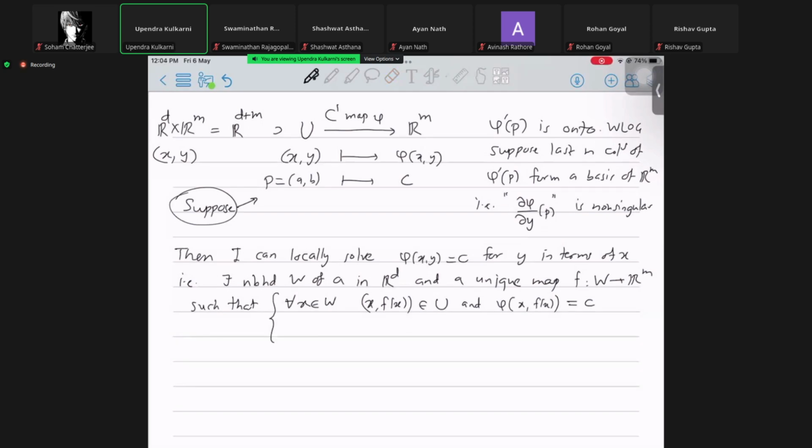And of course, this is a neighborhood of A, right? So of course, what we need to have is that f of A itself needs to be the point b. Okay, so, and then furthermore, moreover, okay, so let's see the proof of this.